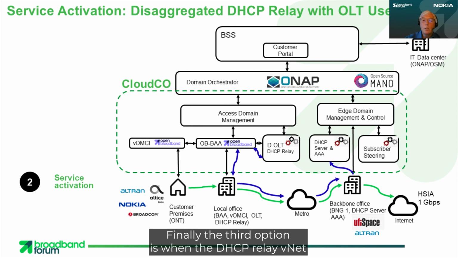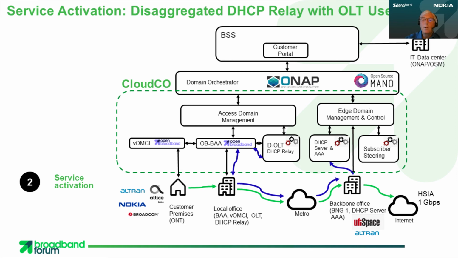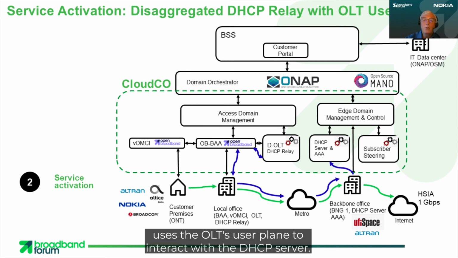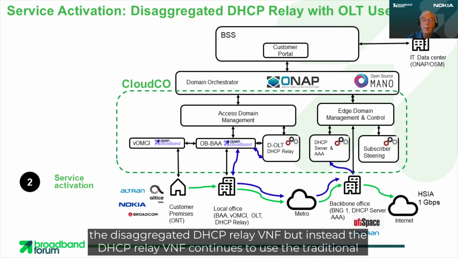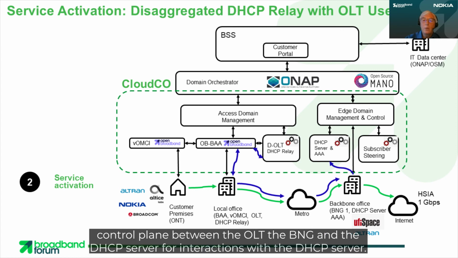Finally, the third option is when the DHCP relay VNF uses the OLT's user plane to interact with the DHCP server. Here we see the DHCP relay control plane flow is redirected by the BA layer toward the disaggregated DHCP relay VNF. But instead, the DHCP relay VNF continues to use the traditional control plane between the OLT, the BNG, and the DHCP server for interactions with the DHCP server.